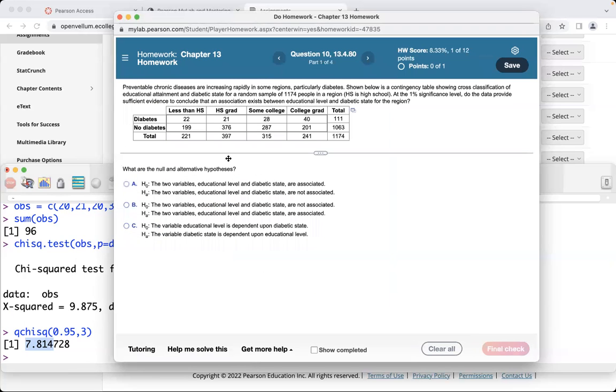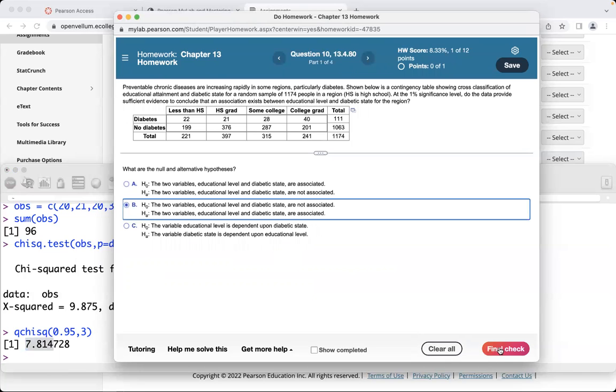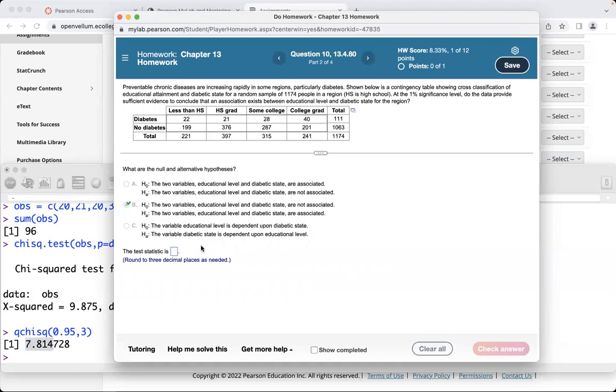So I want to talk about numbers 10 and possibly number 12 if we need to. These are the tests for association and the tests for homogeneity. Here we need to figure out what's the null hypothesis and what's the alternative hypothesis. The null hypothesis is whether there is an association or not. We just assume that there's not until we know otherwise. And then we can compute the test statistic.